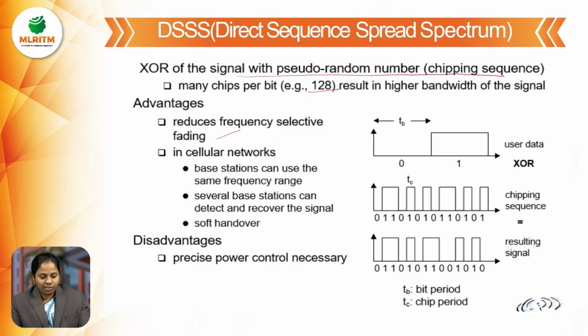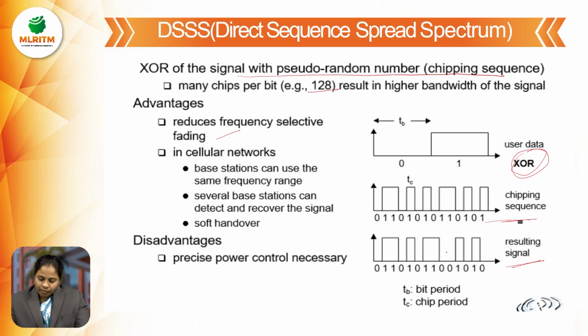In cellular networks, base stations can use the same frequency range. Several base stations can detect and recover the signals, which gives soft handover. Disadvantages: precise power control. We can see here the user data is XORed. The XOR operation is used with the help of the chipping sequence, which generates a resulting signal.